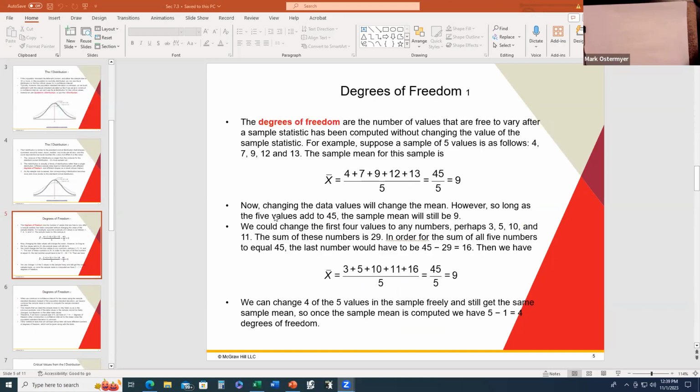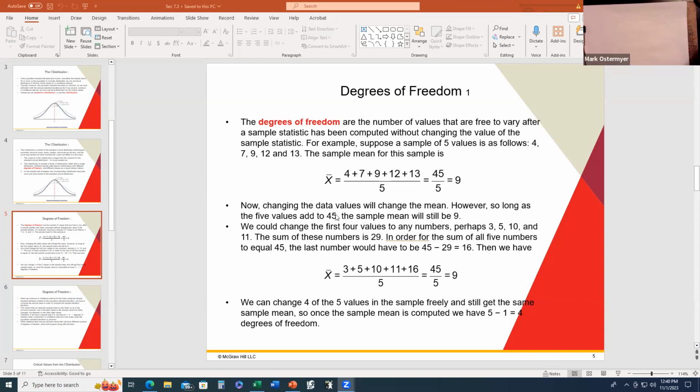Now, here is a basic idea as to what a degree of freedom is. The degrees of freedom are the number of values that are free to vary after a sample statistic has been computed without changing the value of the sample statistic. For example, suppose that a sample of 5 values is as follows. We have a small sample with 5 data points in it. The sample mean for this sample would be 9. All right, X bar.